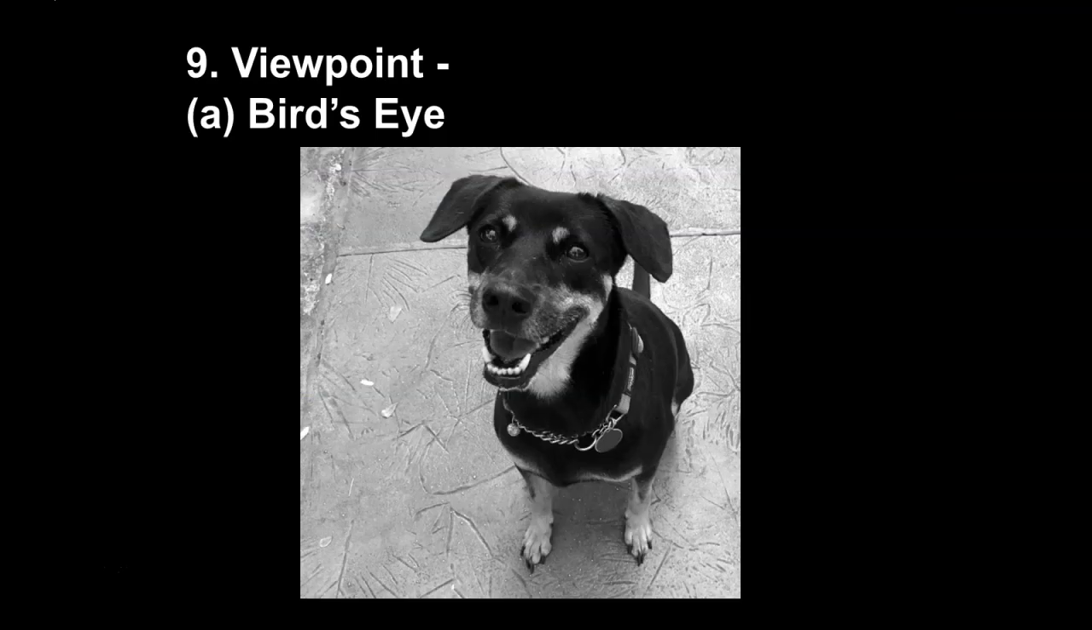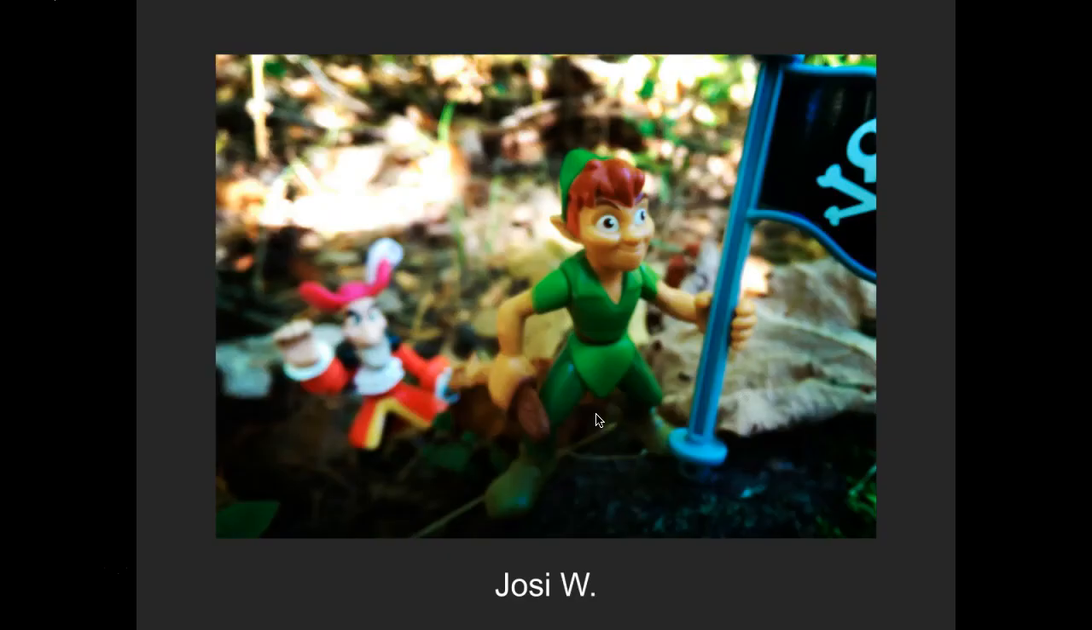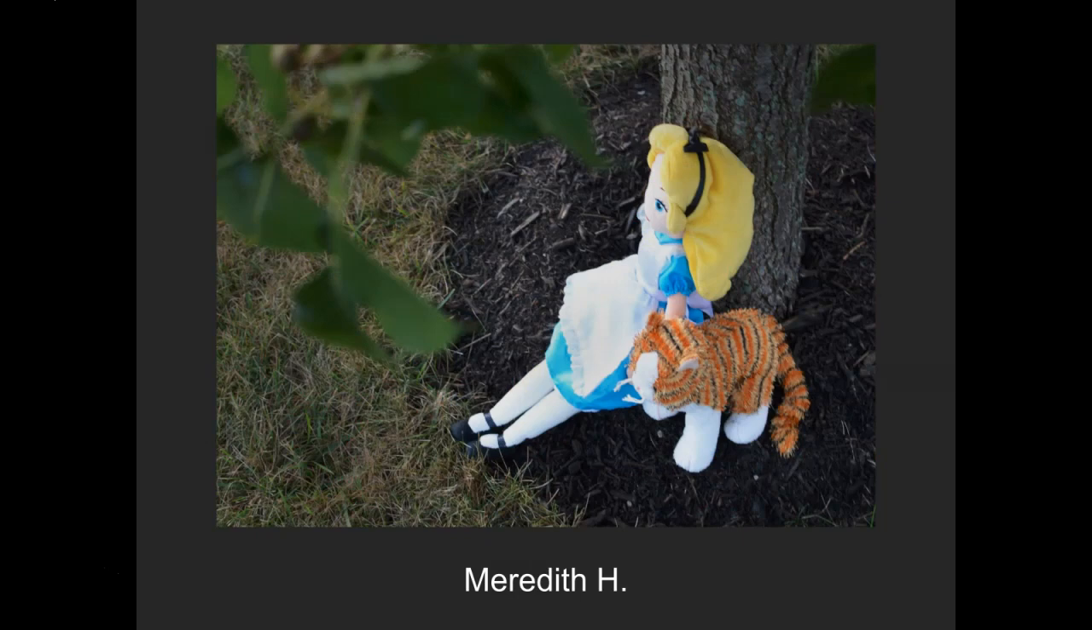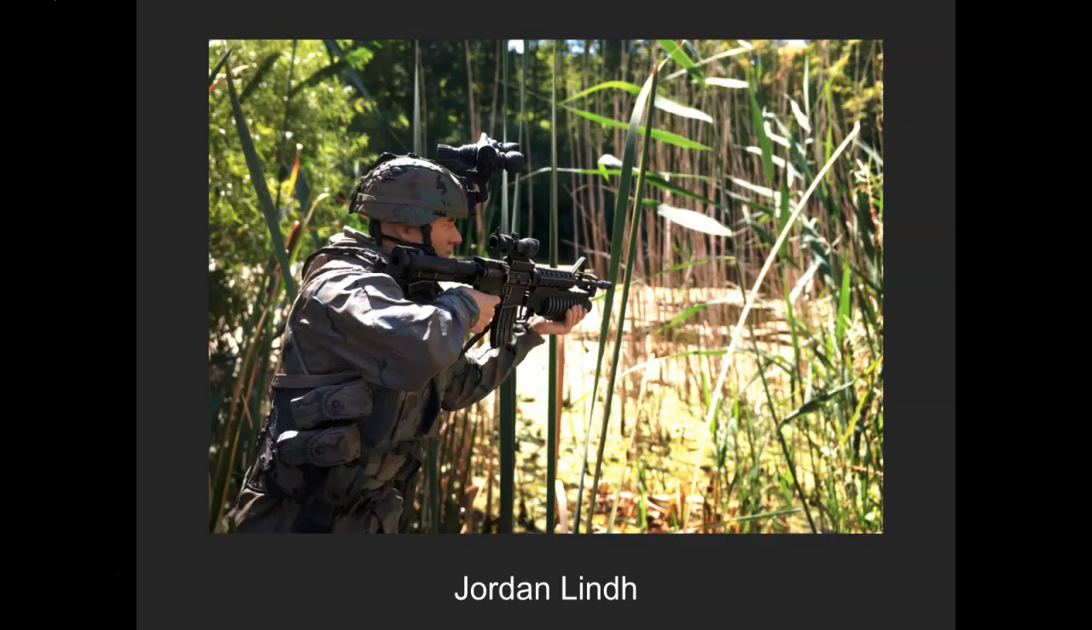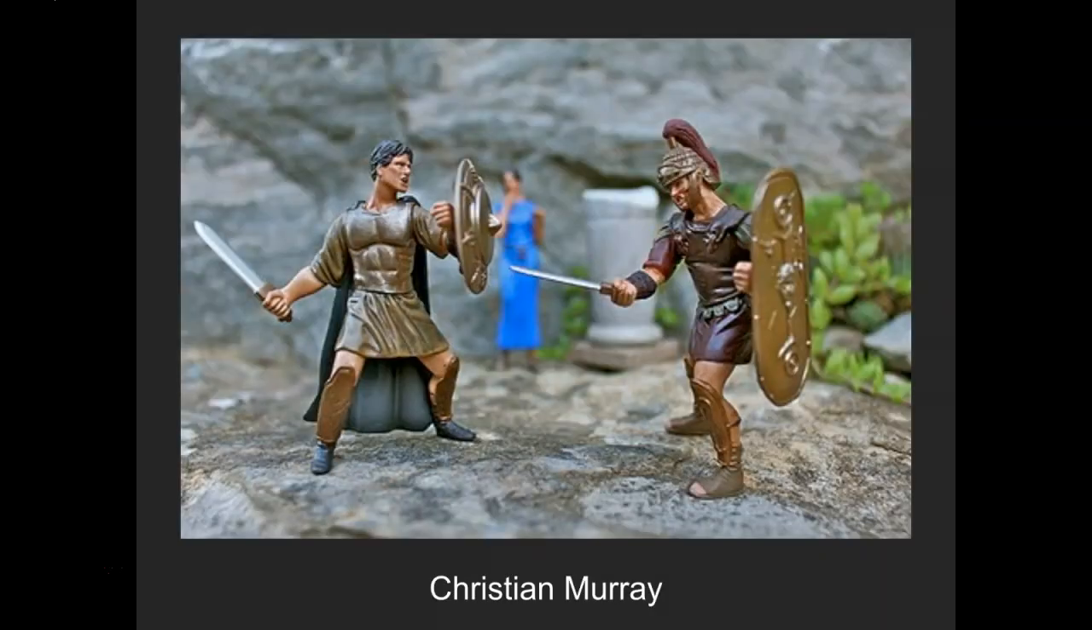Viewpoint. Very, very important as well. Bird's eye makes you feel like you're the master of this dog, right? You're superior, you're taller, bigger. Looking down from the tree. There's also eye level. For the toys, it might feel like it's pretty low to the ground. Eye level here. Really neat image. I love how they set up kind of a story here.